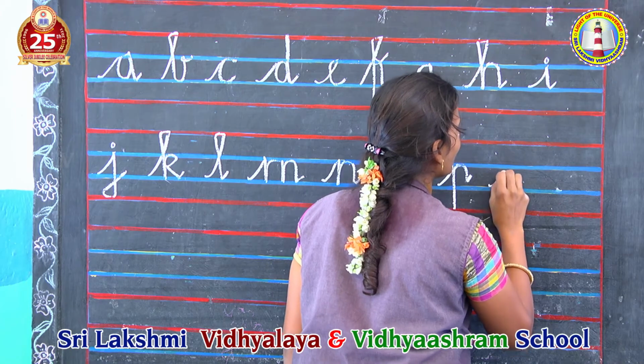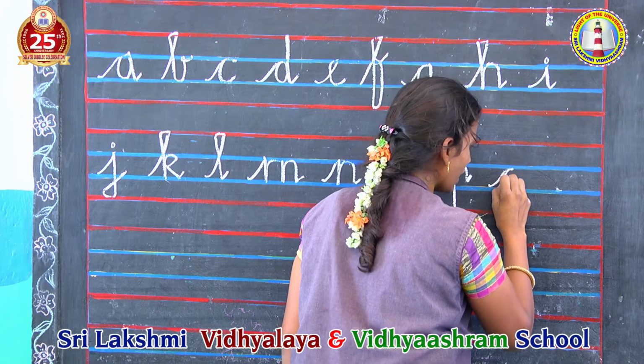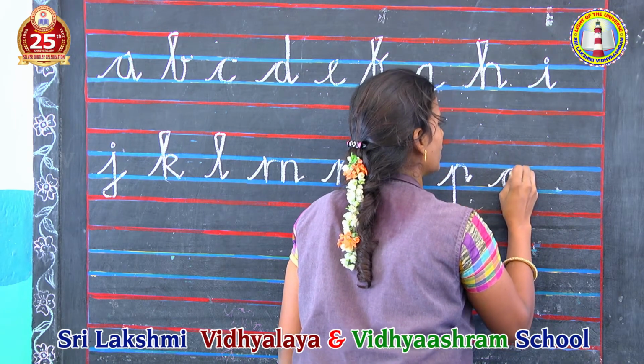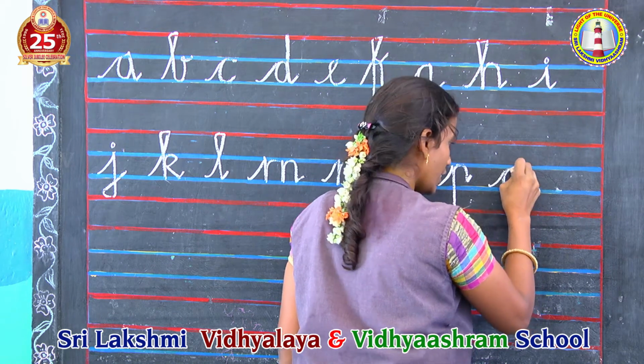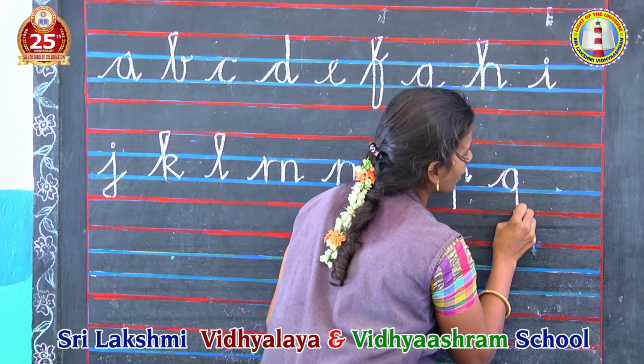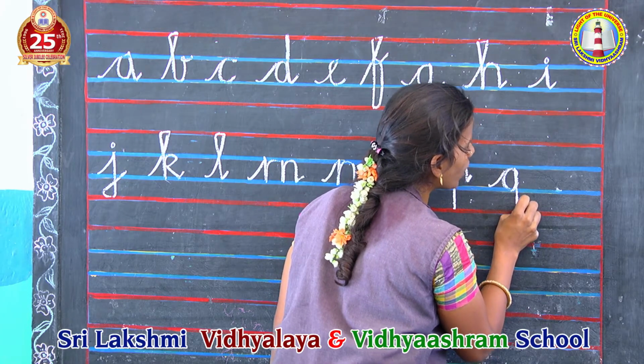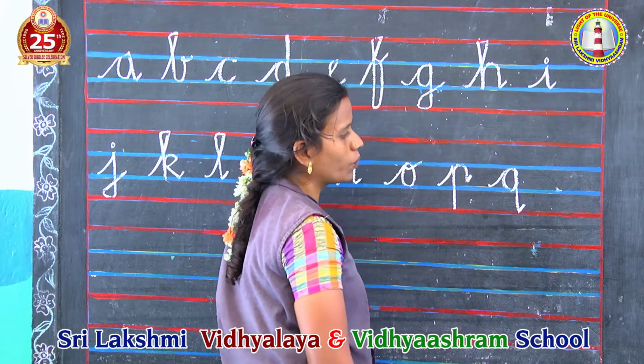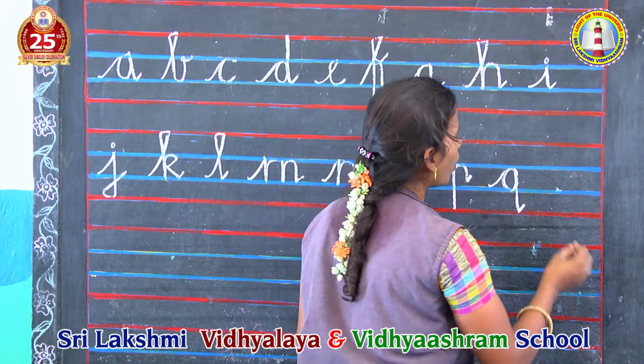Draw a stroke line and then make a circle and then downward of the standing line and then bottom of the small slanting line. It's called Q. Next we write the letter R.